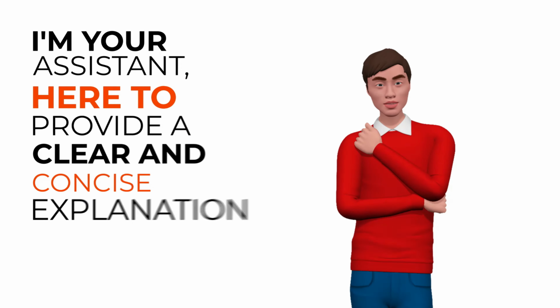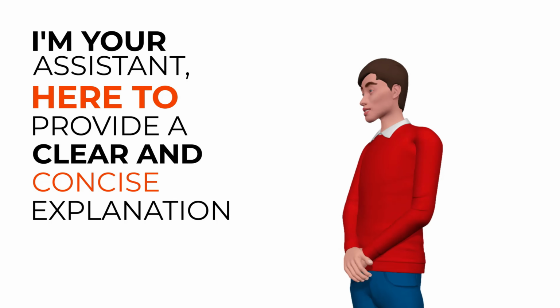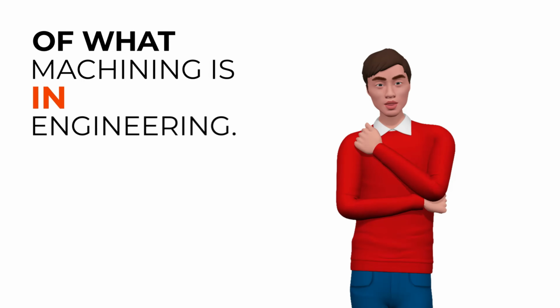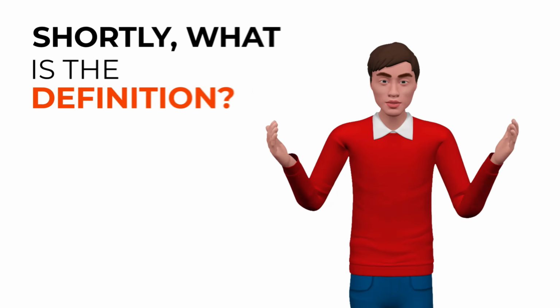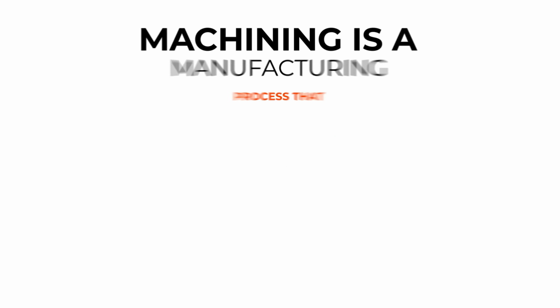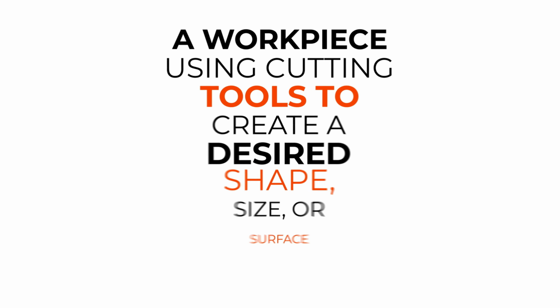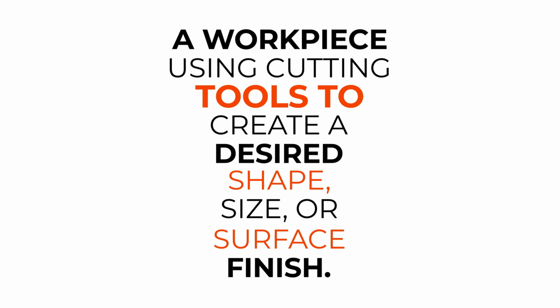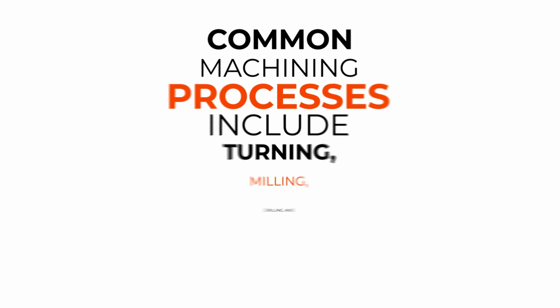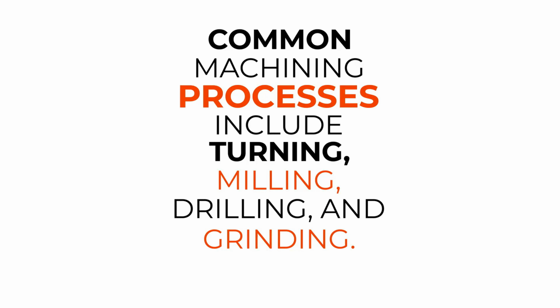I'm your assistant, here to provide a clear and concise explanation of what machining is in engineering. Shortly, what is the definition? Machining is a manufacturing process that removes material from a workpiece using cutting tools to create a desired shape, size, or surface finish. Common machining processes include turning, milling, drilling, and grinding.